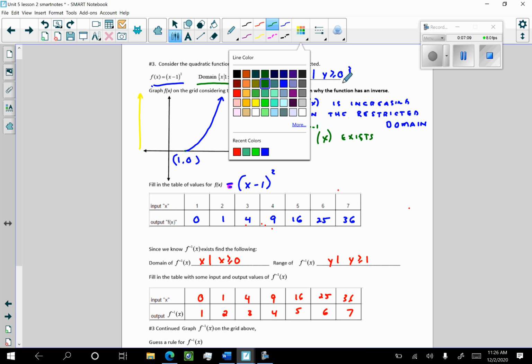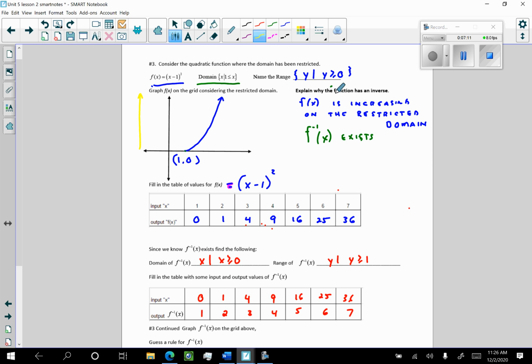This domain, or this range, becomes this domain. Y is greater than 0. The domain here is going to be x is greater than 0. And this range, this particular range, is going to be the domain here. So the domain was greater than or equal to 1. And the range then is going to be y greater than or equal to 1. You swap the x's and y's. The range becomes the domain becomes the range.